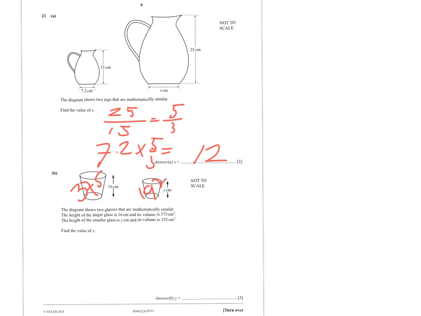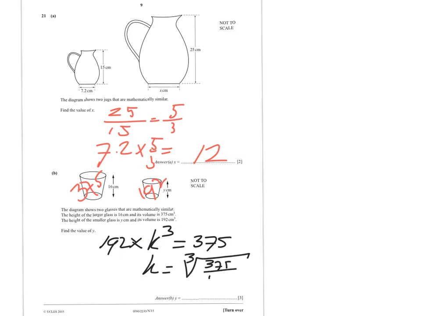There are different methods of doing this, but what do I say? Well, the volume of the smaller glass times the scale factor cubed, what I just said, is going to give me the volume of the larger one. So let me write that down as an equation: 192 times the scale factor cubed should be 375. And therefore that scale factor is going to be the cube root of 375 over 192. That's two steps in one. So first I do 375 divided by 192, and then I do the cube root of that answer. And then I got a scale factor of 5 over 4.